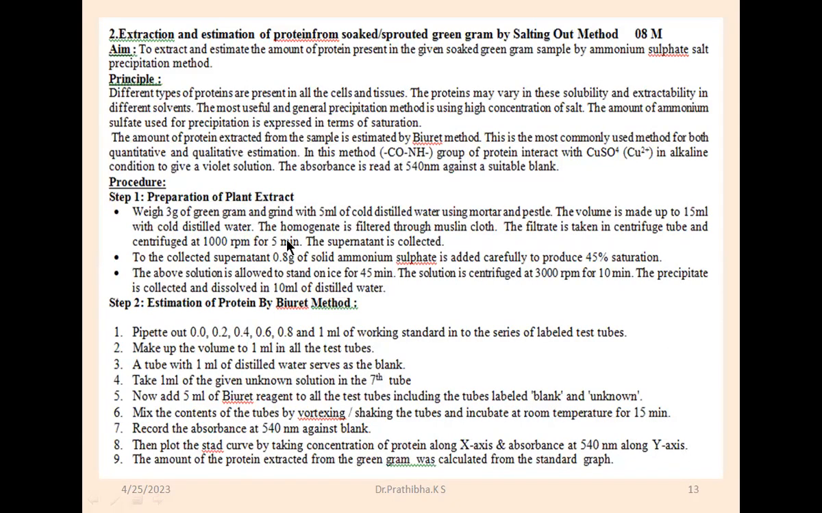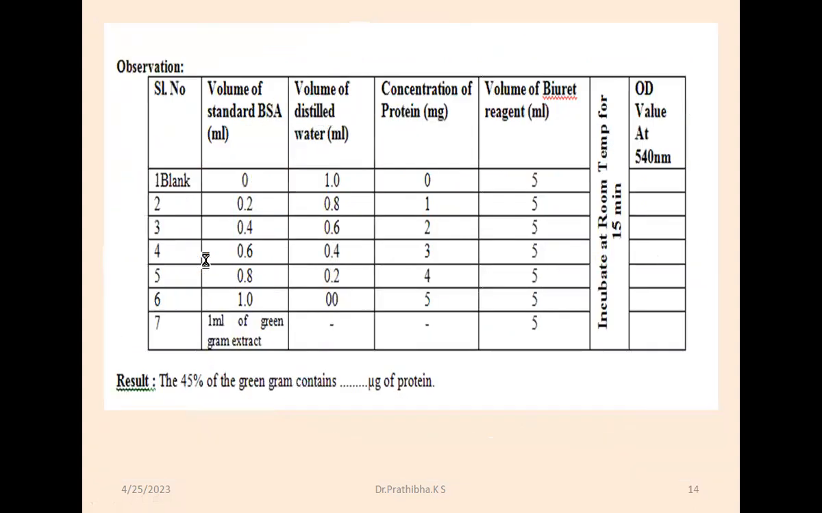Protein is extracted from the green gram plant. That extracted protein will be taken in the 7th test tube. That is nothing but the unknown. All 6 will be the standards you are going to get. You are going to weigh the BSA. BSA full form, bovine serum albumin.